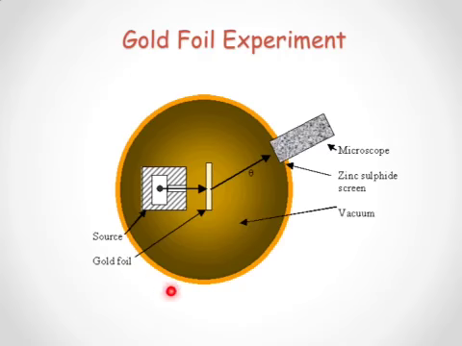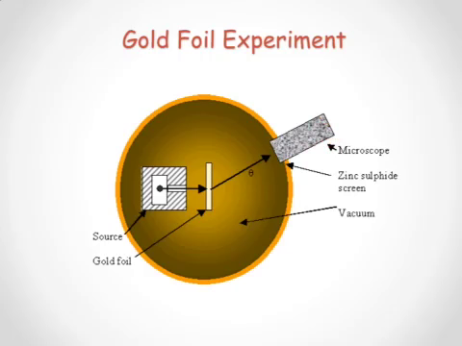Here is another diagrammatic representation of the gold foil experiment. This is the source again, radioactive source, and alpha particles are fired out from it, hitting this gold foil, and the alpha particles will get scattered at different angles. Here is the microscope for observation.